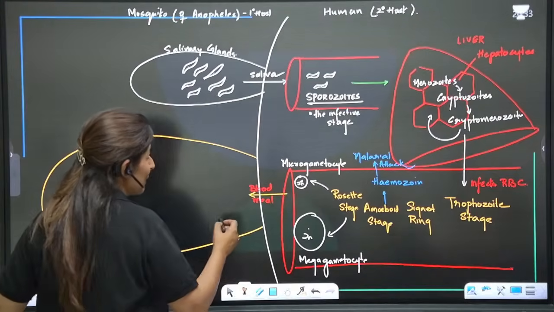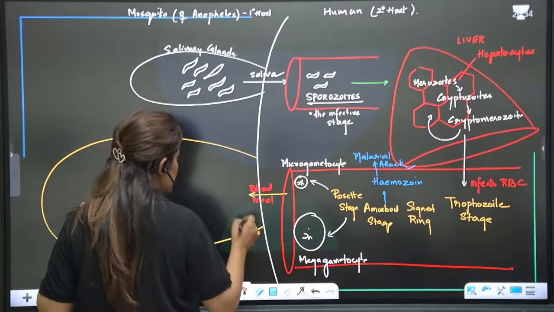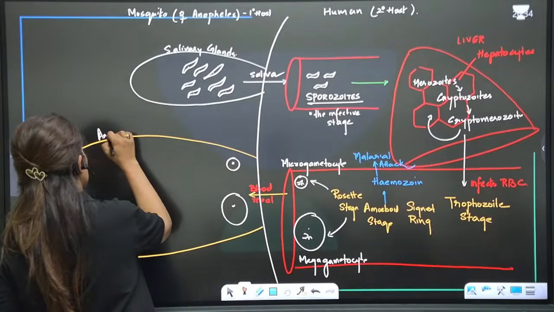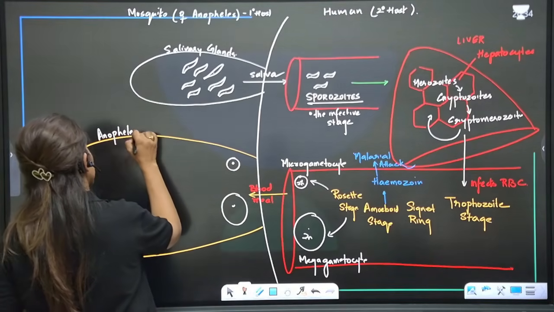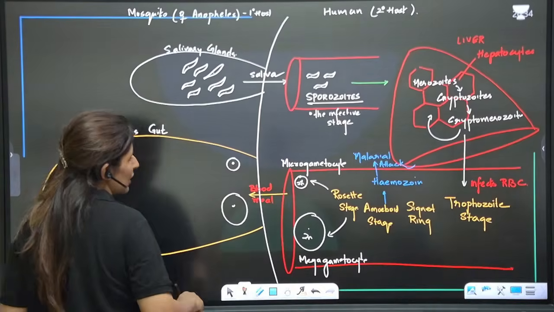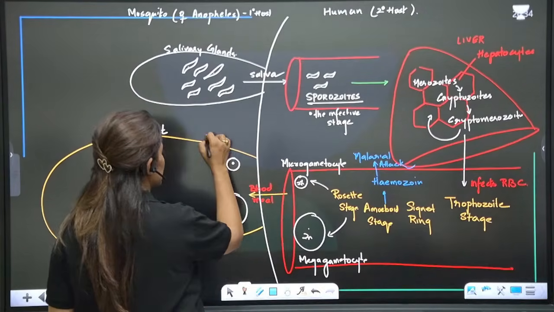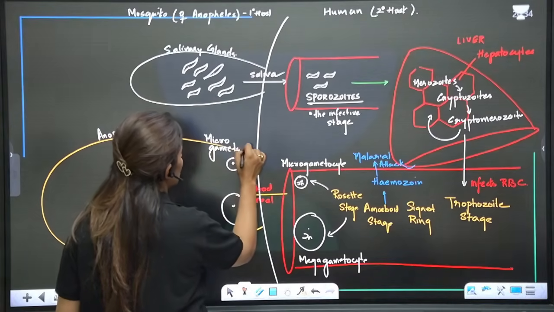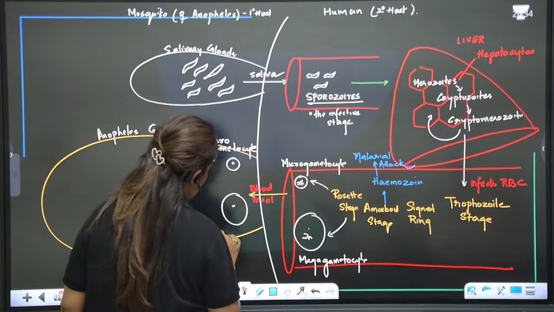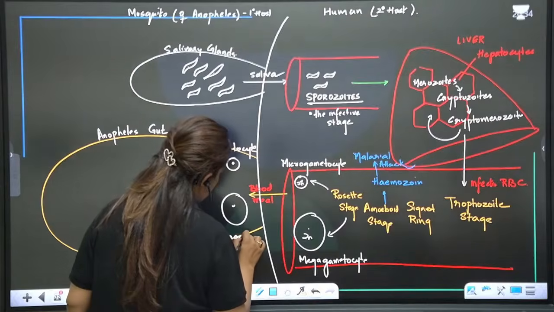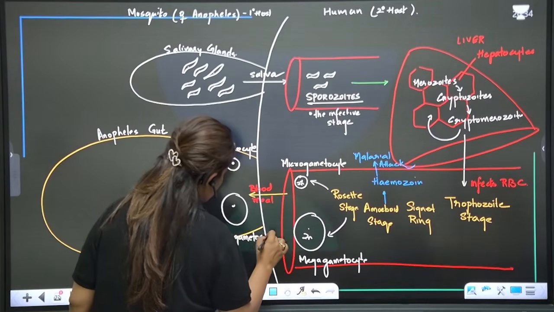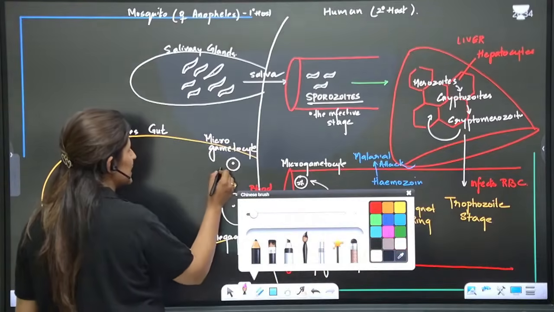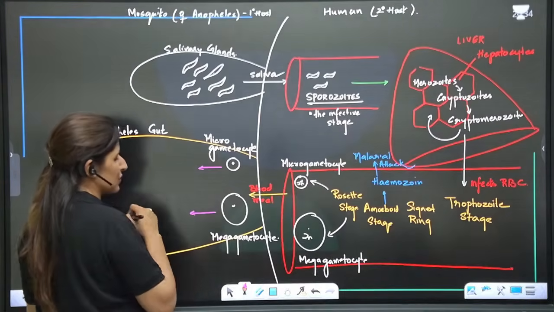she will be picking up these gametocytes along. So, the stage which enters the anopheles gut, the alimentary canal, what stage does it pick? It picks these gametocytes. Micro means male gametocyte, and mega gametocyte. Now, inside the alimentary canal, these stages are going to change further.